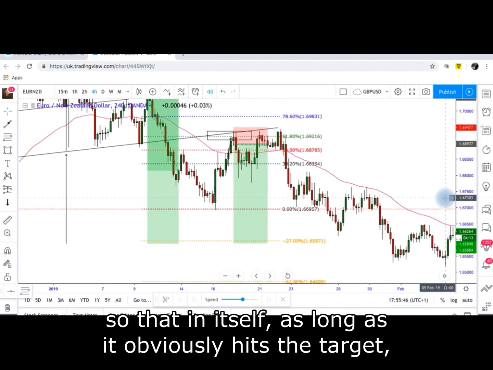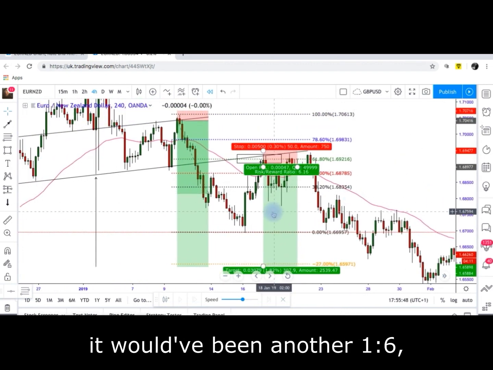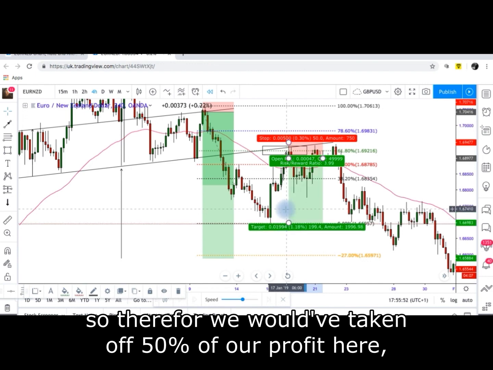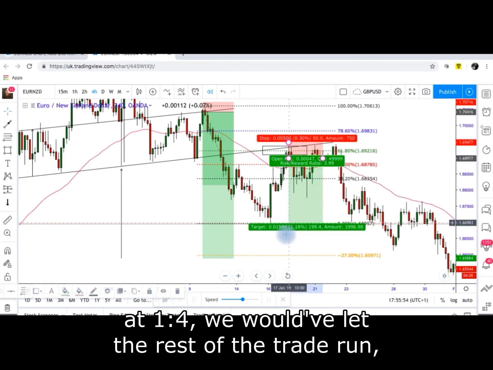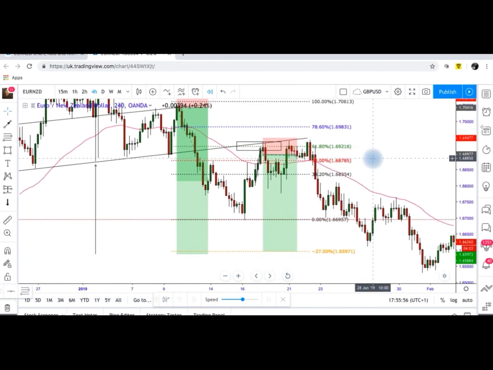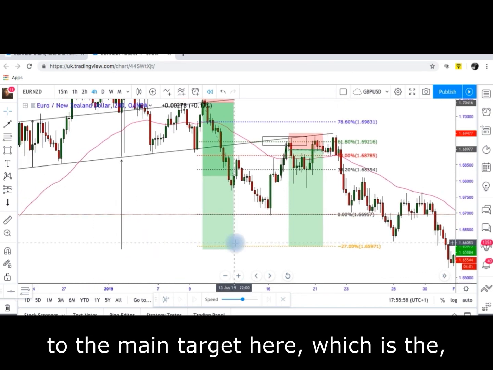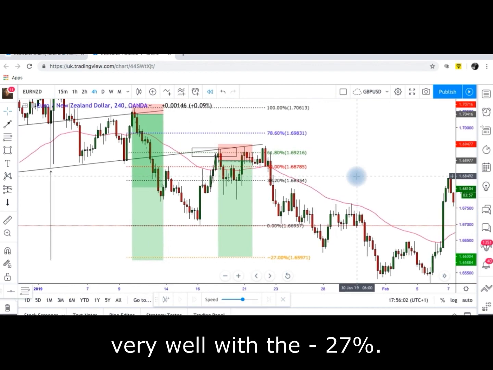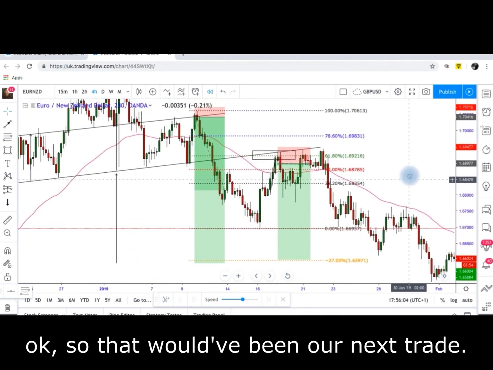So that in itself, as long as it obviously hits target, would have been another 1 to 6. So therefore, we would have taken off 50% of our profit here at 1 to 4, and would have let the rest of the trade run to the main target here, which in this particular scenario actually lines up very well with the minus 27%. Okay, so that would have been our next trade.